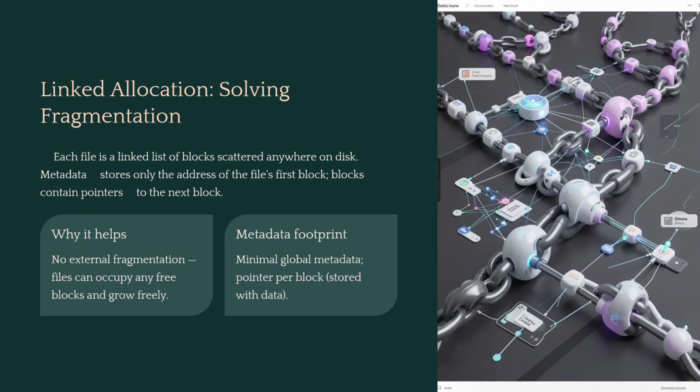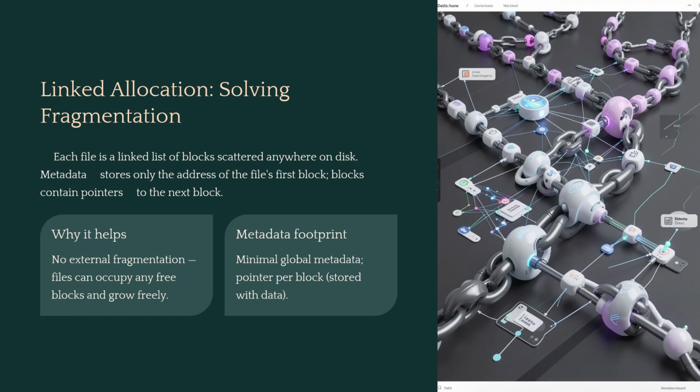To solve the fragmentation problem, linked allocation was introduced. In this method, file blocks can be stored anywhere on the disk. Instead of being placed together, each block contains a pointer that tells the operating system where the next block is located. The operating system only stores the address of the first block, and the remaining blocks are connected through these pointers.